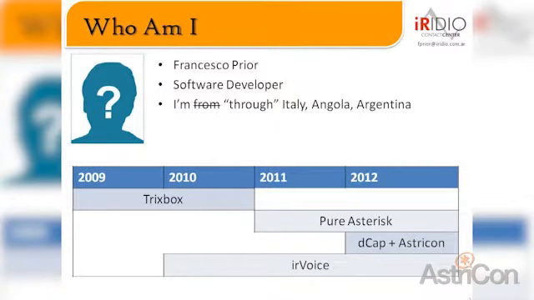I'm a software developer, husband, and father of 2 children. Instead of saying I come from, I prefer to say I come through, because I'm Italian, but I lived 3 years in Angola, and actually since 6 I'm living in Argentina. I never said I lived in the UK or USA, so be patient with my English.